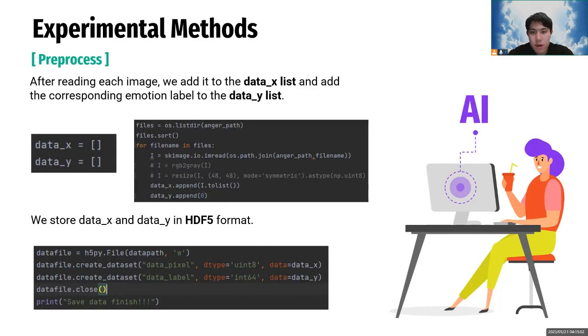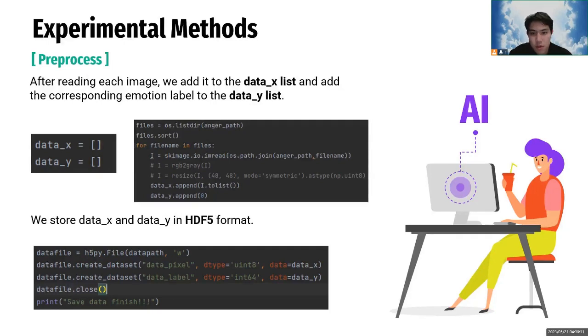First, we create two empty lists, data X and data Y, to store our image data and the corresponding labels. Next, we begin to read images in the folder of each emotion category. The image file names are sorted to ensure that the training set does not include the test set, to prevent our model from overfitting during the testing phase.